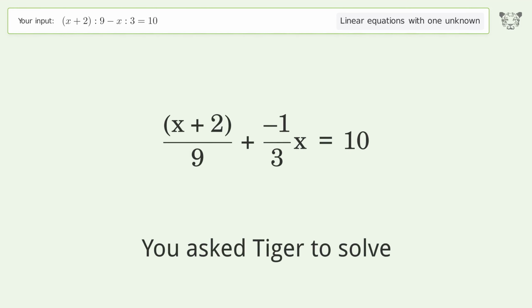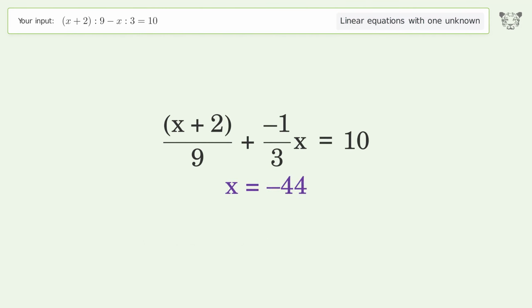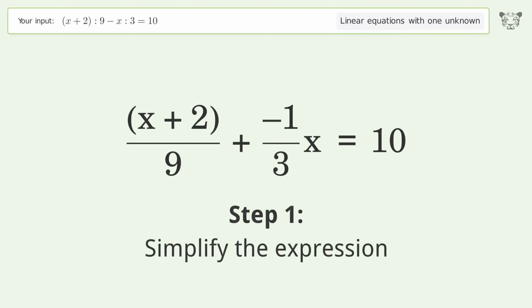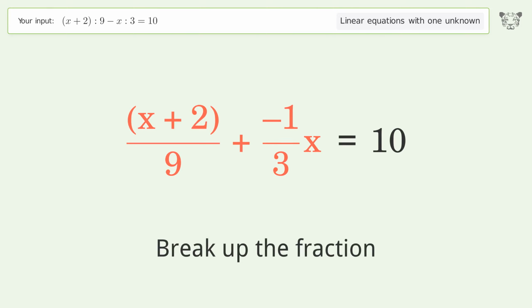You ask Tiger to solve. This deals with linear equations with one unknown. The final result is x equals -44. Let's solve it step by step. Simplify the expression. Break up the fraction.